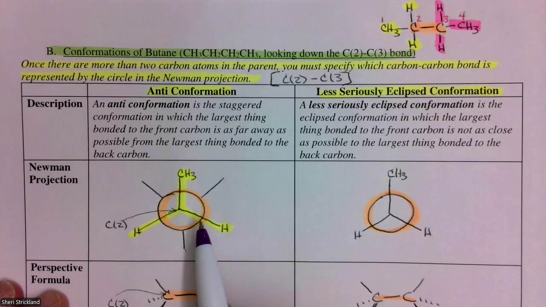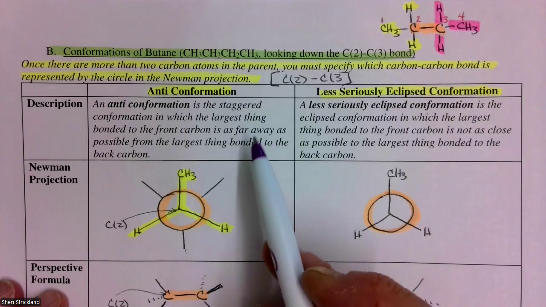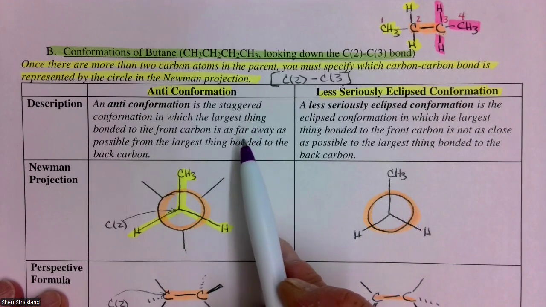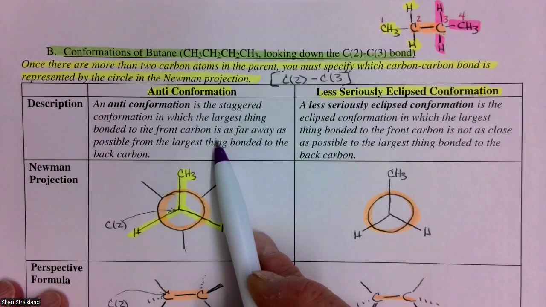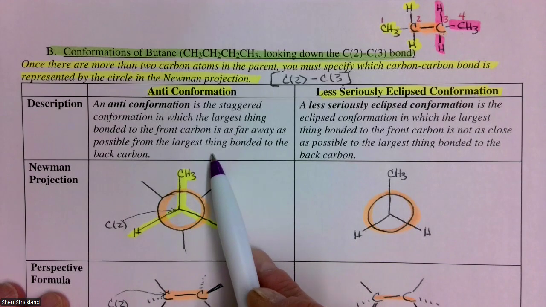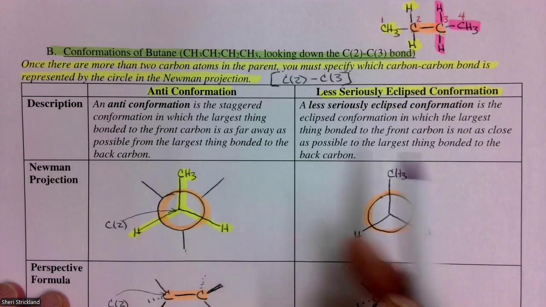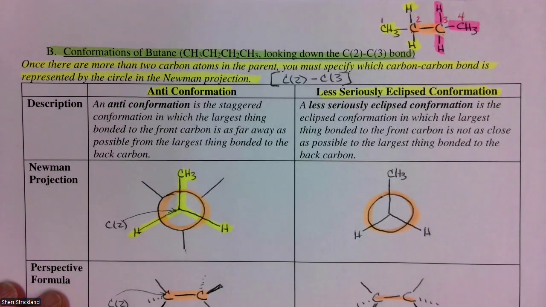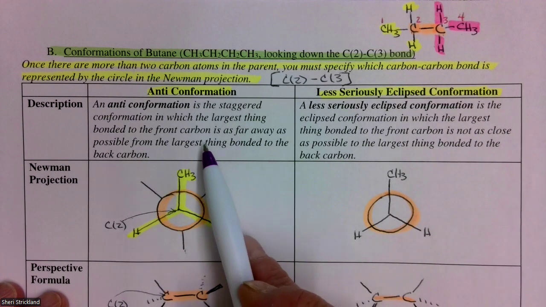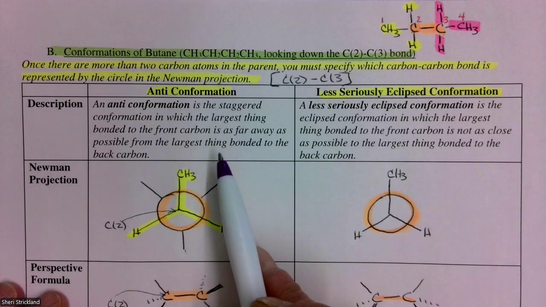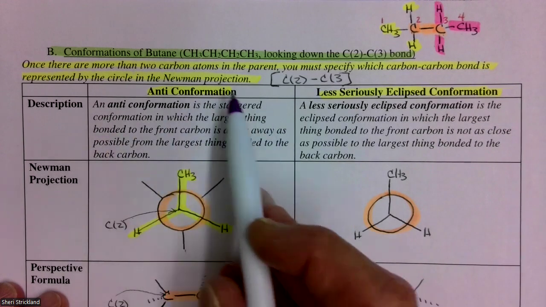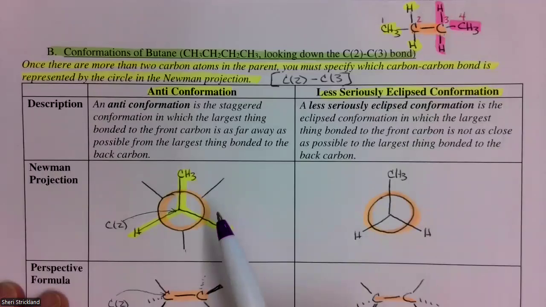All right, so in the anti conformation, we have the staggered conformation in which the largest thing bonded to the front carbon is as far away as possible from the largest thing bonded to the back carbon. And there are different ways to say that. You can talk about dihedral angles. You can specify which carbon is the front carbon and the back carbon. I just did it this way as a general way to kind of begin.